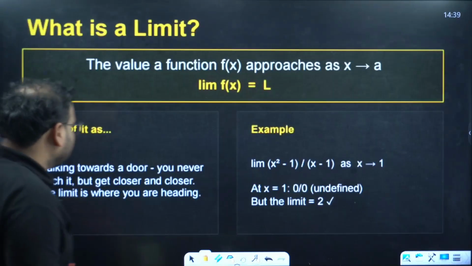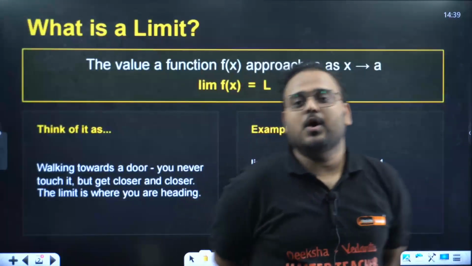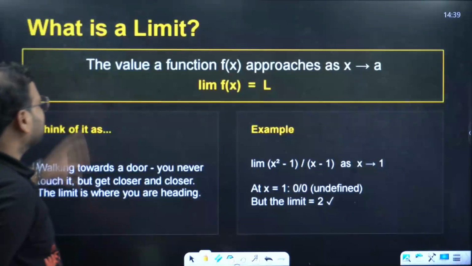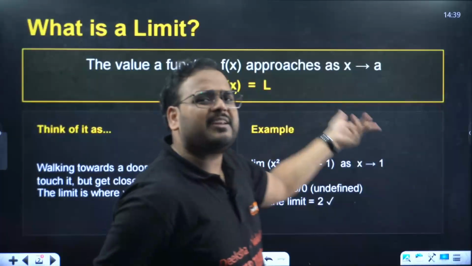Let's start the class. Let us start from the very basic: what is a limit? What is a limit? So very simple. Why do we need it? There are various cases, sir, where I require it.